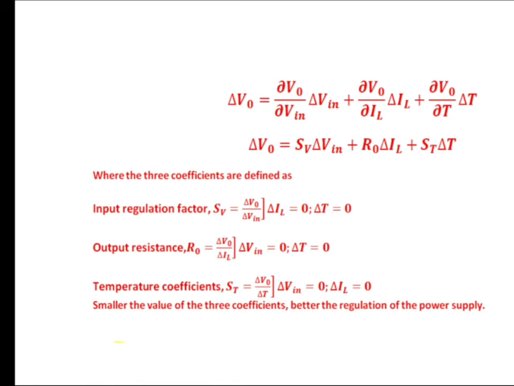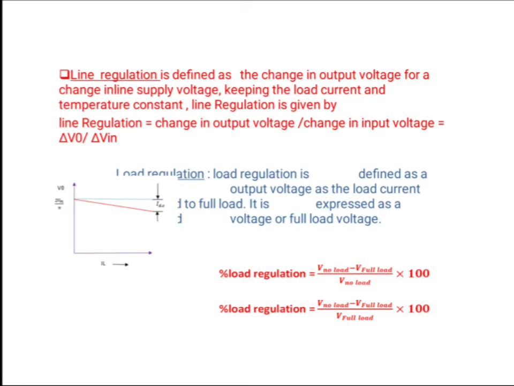So smaller values of these three coefficients mean better regulation of the power supply. This is very important. The line regulation is defined as the change in output voltage for a change in line supply voltage, keeping the load current and temperature constant. This is called line regulation. So we can see the formula here.